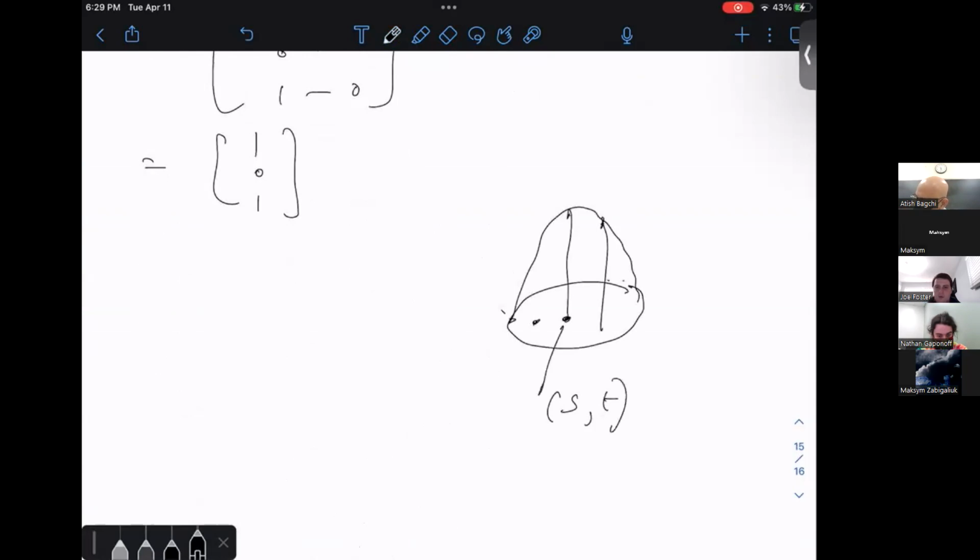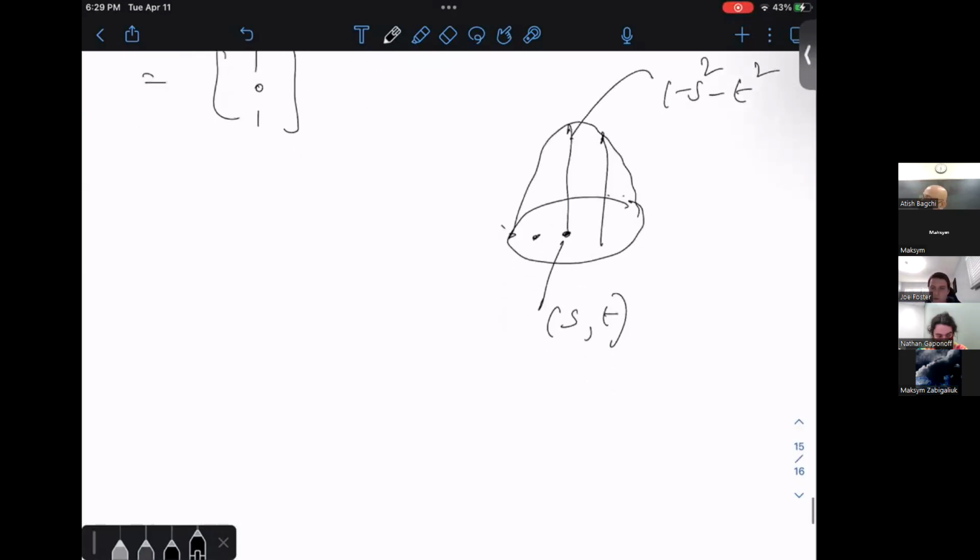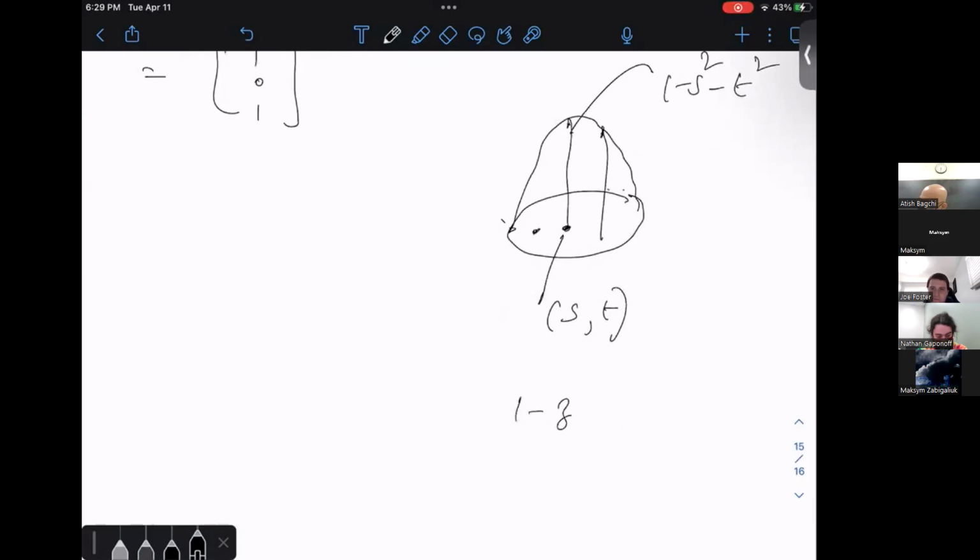If this point is (s, t), then z is 1 minus s squared minus t squared, because 1 minus z is equal to x squared plus y squared. That's the equation of the surface. So z is equal to 1 minus (x squared plus y squared). So that means we take the base circle as the parameter space, we integrate over the disk.